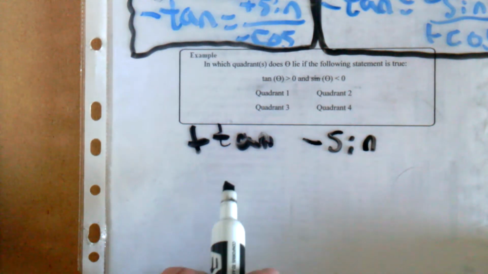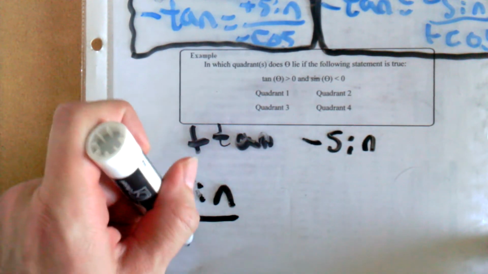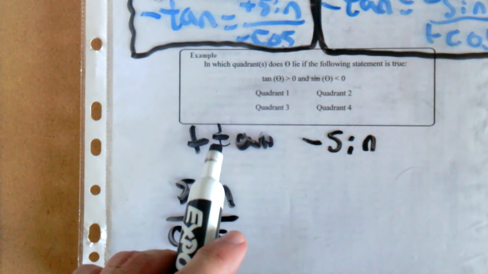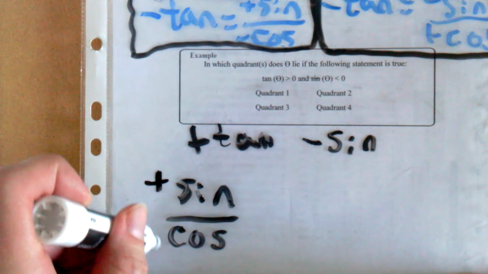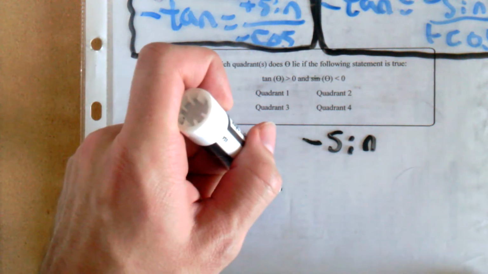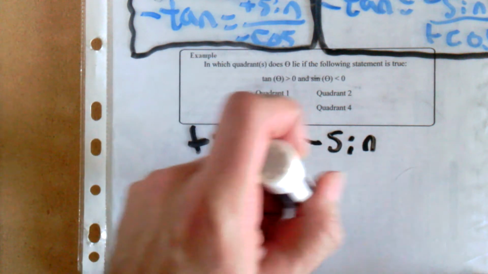So let's just remember tangent again. Tangent is sine divided by cosine. So what do the signs on sine and cosine have to be for tangent to be positive? That can happen in two ways. Again, sine can be positive and cosine can be positive, because when we divide a positive number by a positive number, we get a positive number. But also when we divide a negative number by a negative number, we get a positive number. So we can have two cases here.